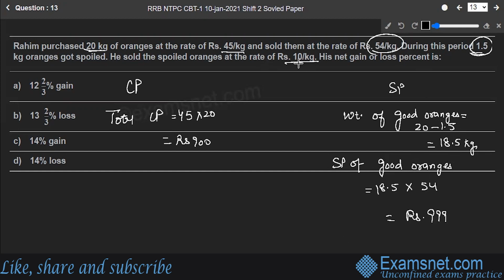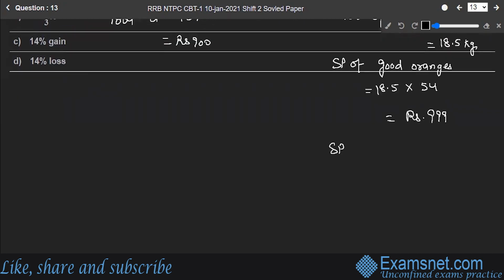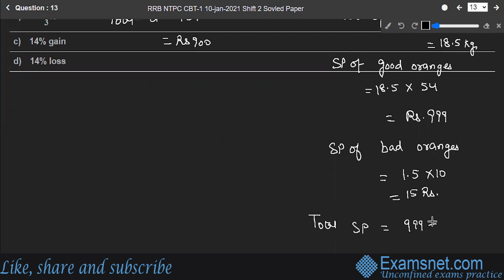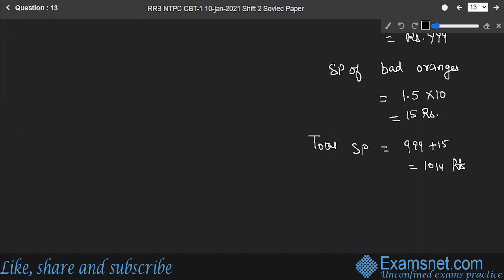Now bad oranges were sold for 10 rupees per kg. So selling price of bad oranges is equal to 1.5 multiplied by 10, that is equal to 15 rupees. So the total selling price now will be 999 plus 15, which is equal to rupees 1014. This is the total selling price.